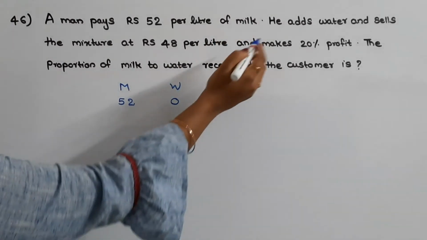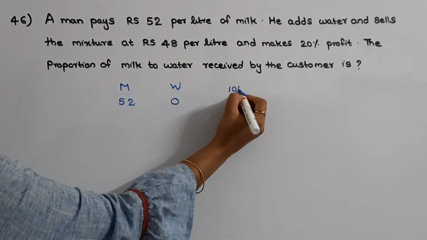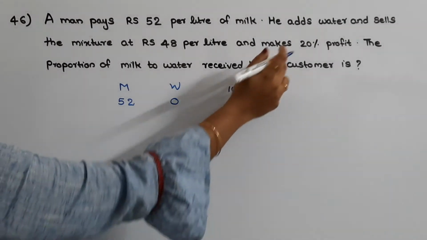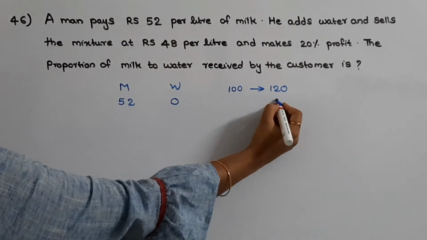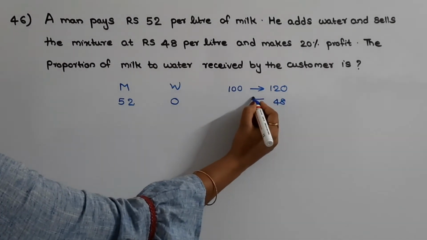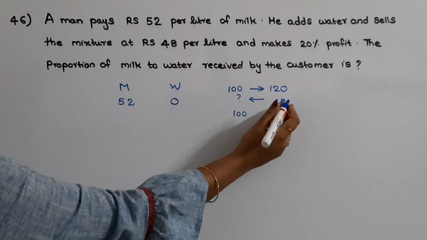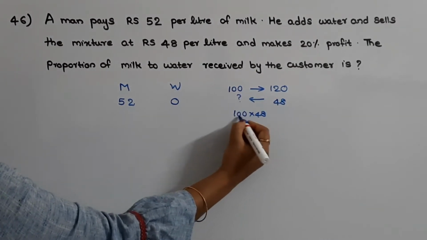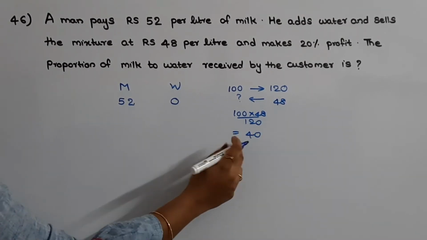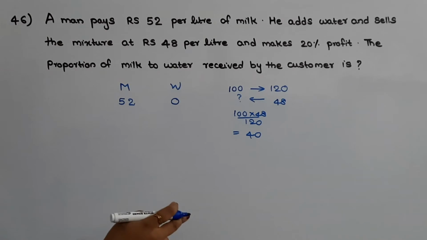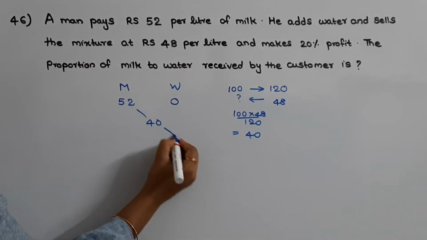So the profit percentage is 20, which means if the cost price is 100, the selling price will be equal to 100 plus 20, that is 120. But the selling price is given as 48, then what will be the cost price? This we can find out by cross multiplying, that is 100 into 48 divided by 120. On solving this you will get it as 40. So this is the cost price of the mixture, that we need to write down here. Now we need to take the difference diagonally.